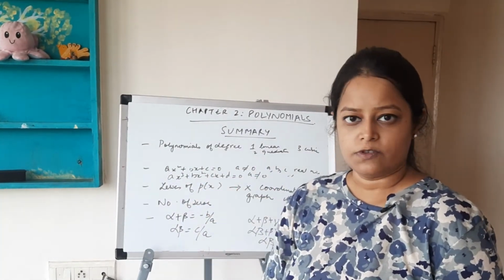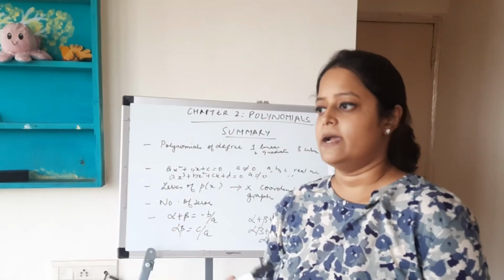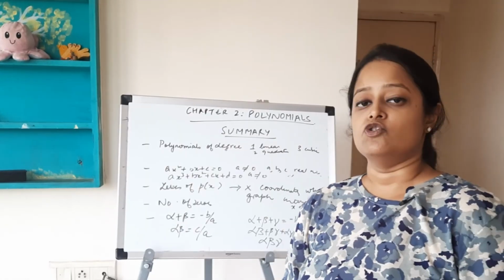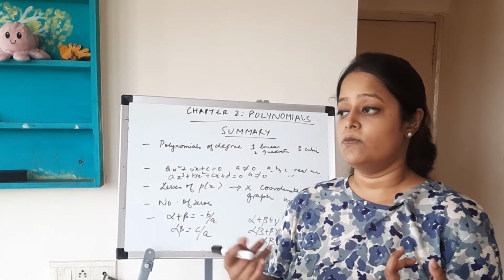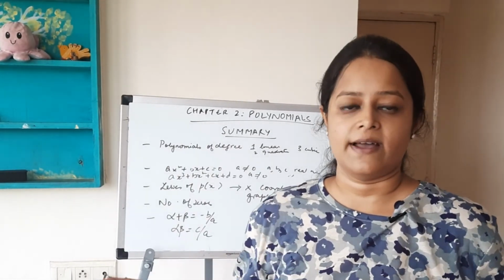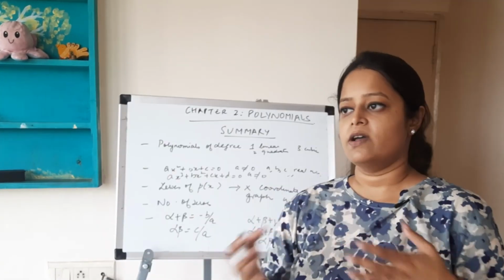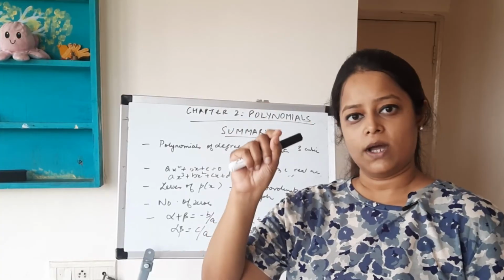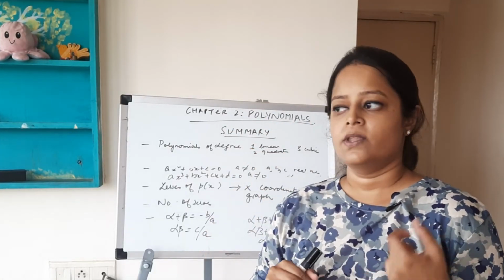What is the number of zeros for a polynomial? If it's a linear polynomial, at most 1. If it's a quadratic polynomial, at most 2. It can be 0 also. There could be quadratic polynomials which never become equal to 0. They never hit the x-axis. So it can be 0, it can be 1. x square is an example of 1, and it could be 2.